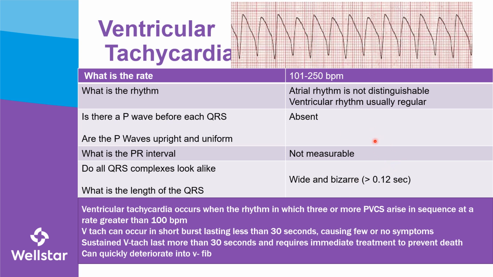Ventricular tachycardia occurs when there is a rhythm in which 3 or more PVCs arise in sequence at a rate greater than 100 beats per minute. VTAC can occur in short bursts lasting less than 30 seconds, causing few or no symptoms. Sustained VTAC lasts more than 30 seconds and requires immediate treatment to prevent death, and can quickly deteriorate into VFib.